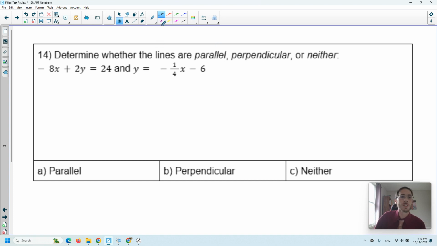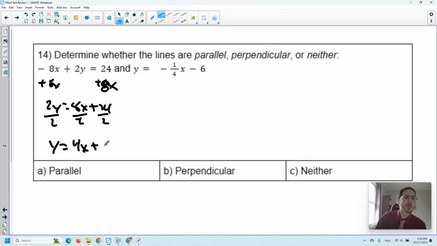I would just use the algebra to figure it out. So to do that, we want to make sure we get these into y equals form. So what I'm going to do for this one is add 8x to both sides to get 2y equals 8x plus 24. Then I'm going to divide everything by 2 to get y equals 4x plus 12. So what I have to do is look at the slopes. So I'm going to call this one equation 1. So the slope of equation 1 is 4.